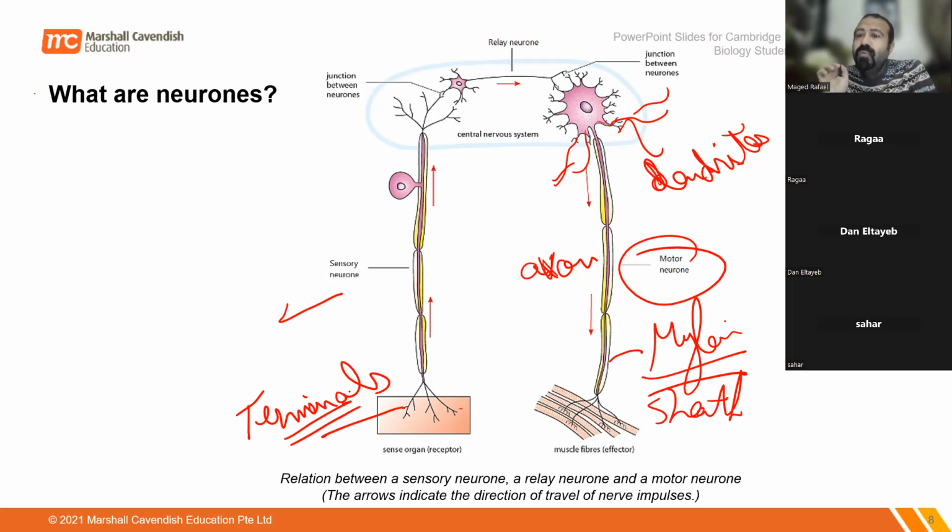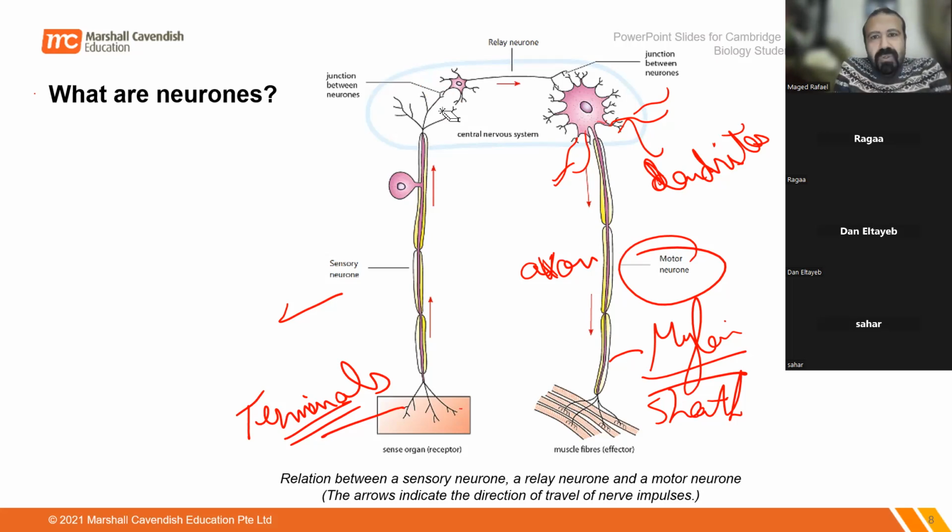End points or terminals. And what's the main target? To transmit the signals to the next neuron, because we agreed that neurons are not connected. They are very, very close to each other, but still there is a gap between the neurons. If you focus on the area I circled, it's not connected. There's a space in between. I'll remove the circle just to check. And this is called a junction between neurons, or synapse, or synaptic area.